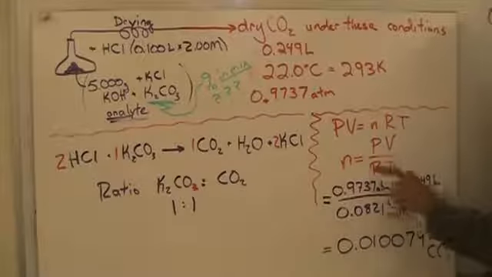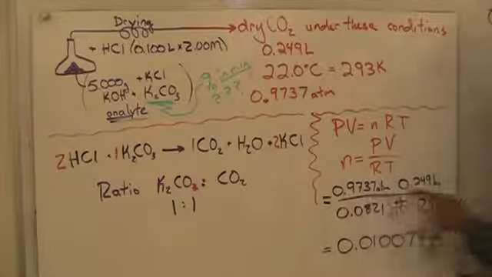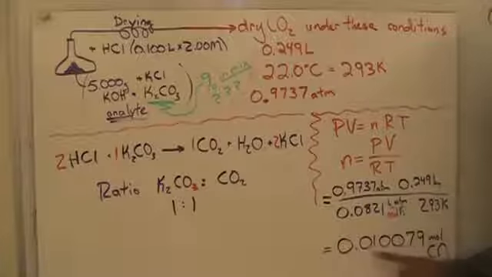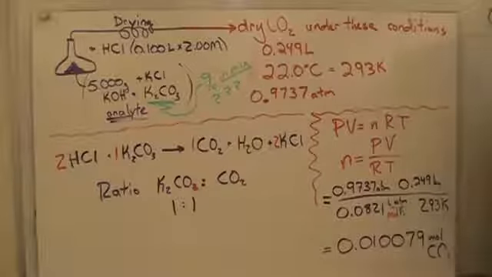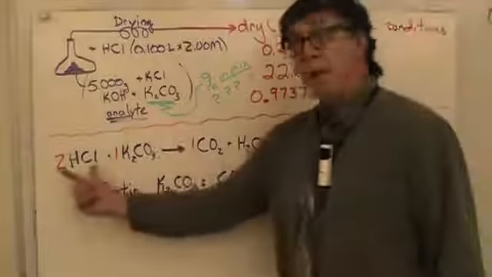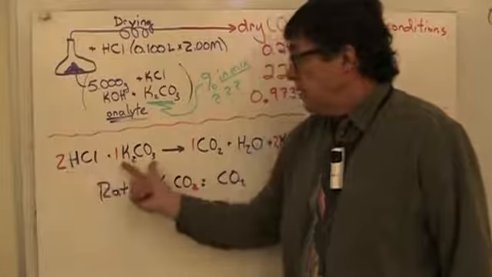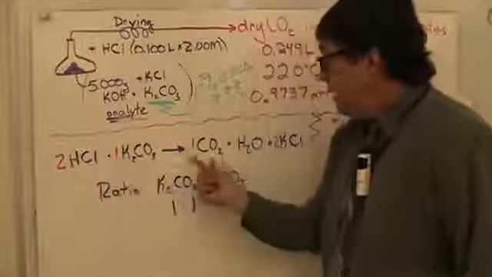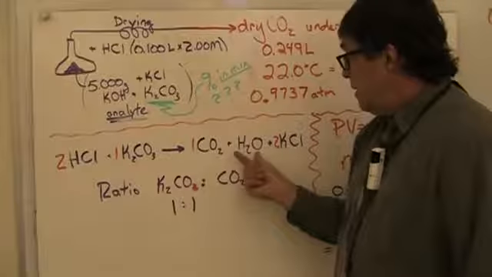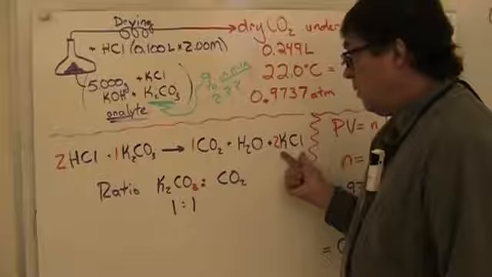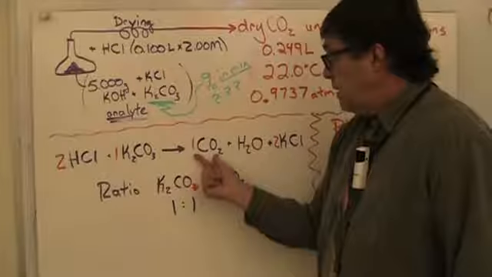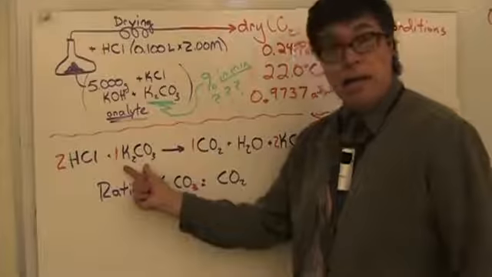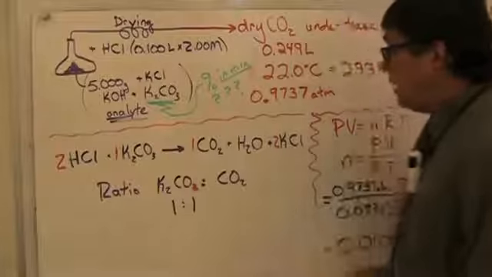So using PV equals nRT, we can solve, substituting in those numbers, to get 0.010079 moles of CO2. So this is the reaction that occurred. The hydrochloric acid combined with the potassium carbonate in a ratio of 2:1 and released carbon dioxide and water and potassium chloride. But the thing we're really interested in is for the carbon dioxide, how much carbonate was in the compound, and they occur in a 1:1 ratio.